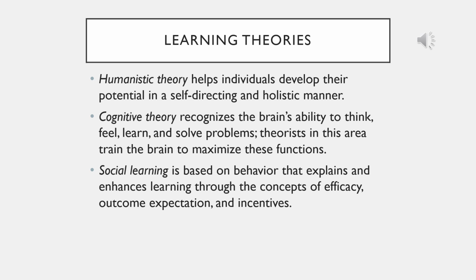Cognitive theorists recognize the brain's ability to think, feel, learn, and solve problems, and they train the brain to maximize these functions. And with social learning, the theories' premise is based on the idea that behavior explains and enhances learning through the concepts of efficacy, outcomes, expectations, and incentives.